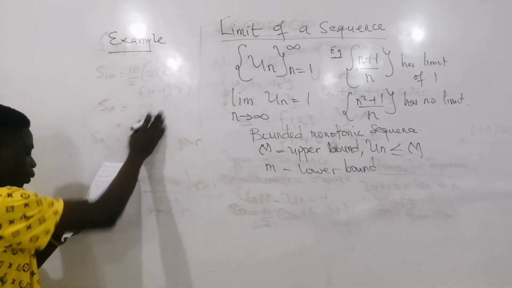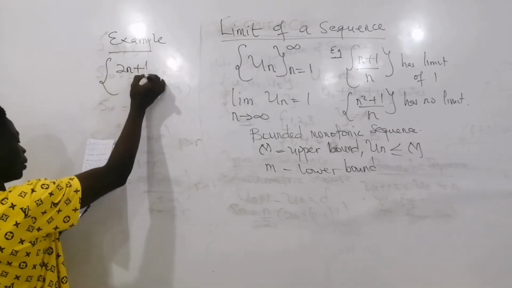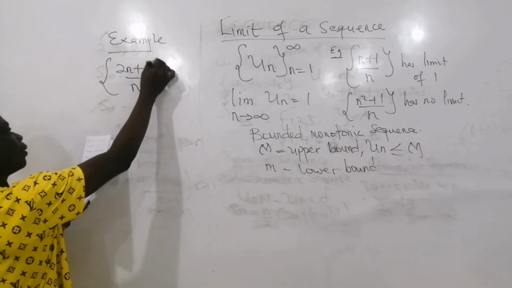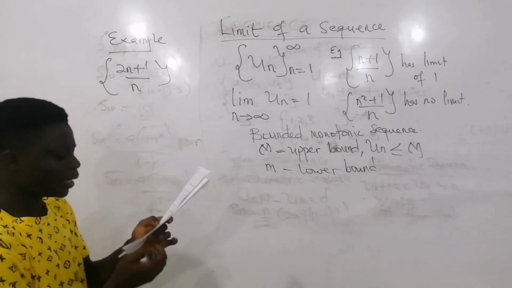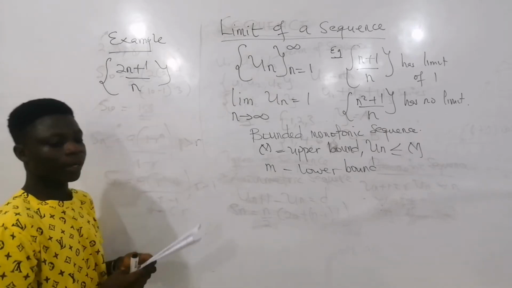So we have this question given to us, which is (2n plus 1) all over n. We are asked to say that this sequence is bounded. Now, why is this sequence bounded?